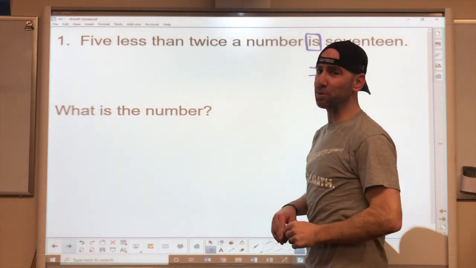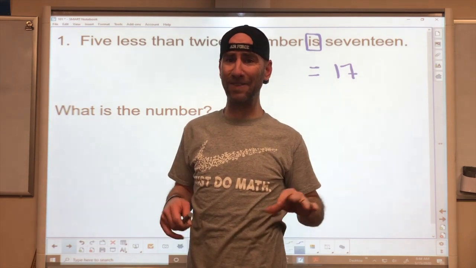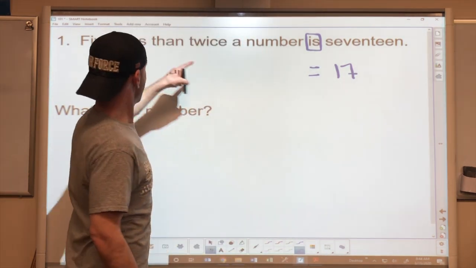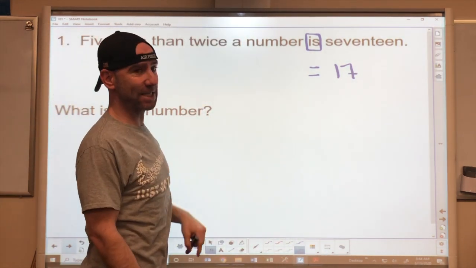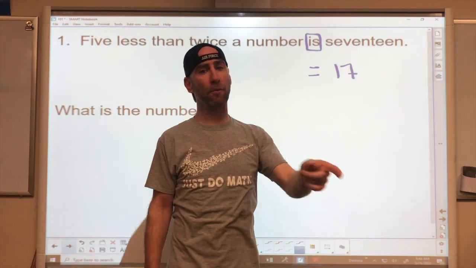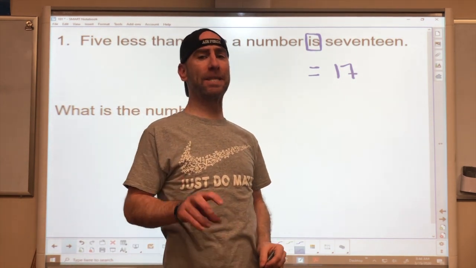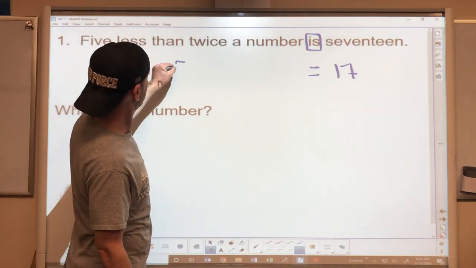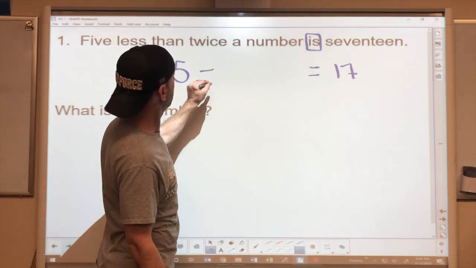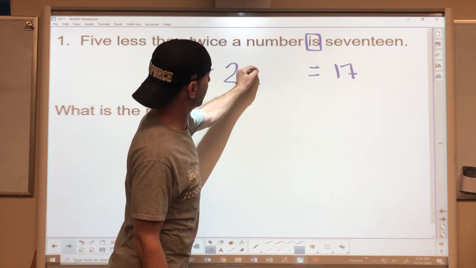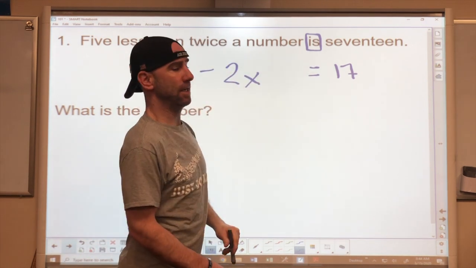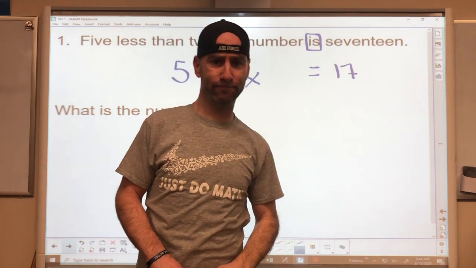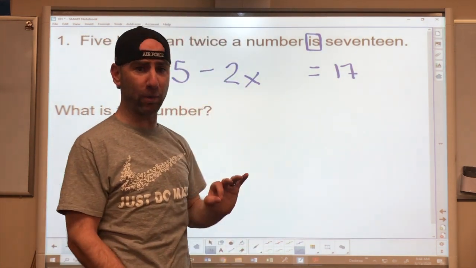Now, this is probably the most confusing part of the entire lesson. 5 less than twice a number, you're going to actually have to go backwards because you're going to be tempted to do it like this: 5 less than twice a number equals 17. That is incorrect. You have to work it backwards like this.